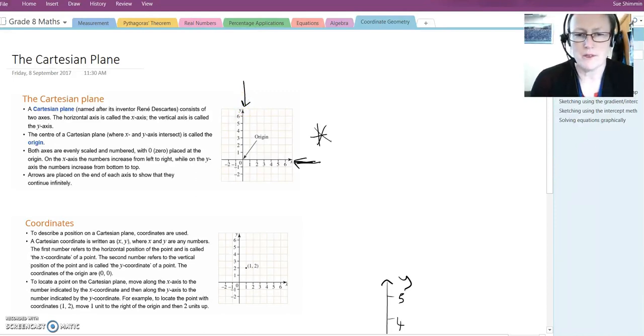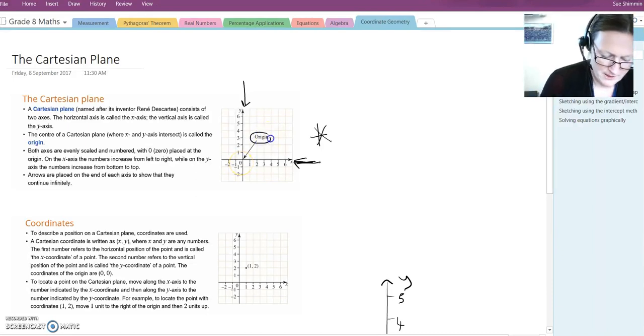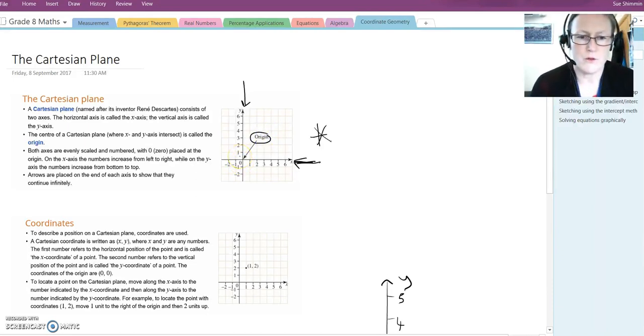The way I remember it is to think of y points to the sky. So horizontal axis is x, the vertical axis is called y. Where the two axes join, the point where the two axes meet or intersect, that is called the origin. You can see that the axes are evenly scaled and numbered.